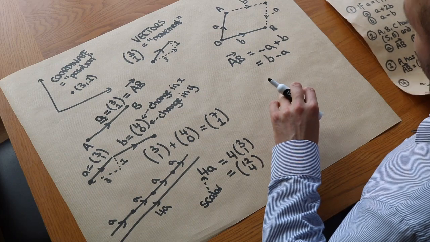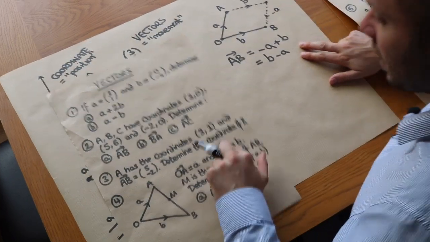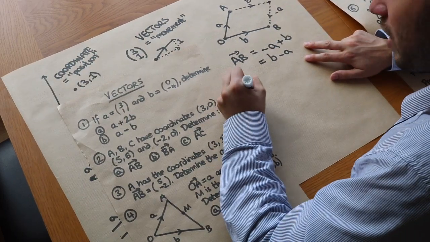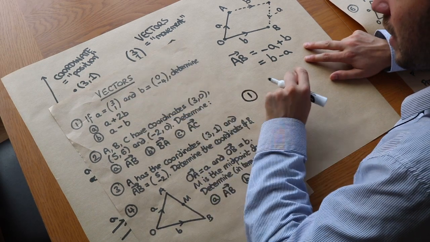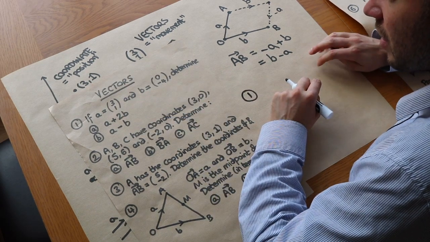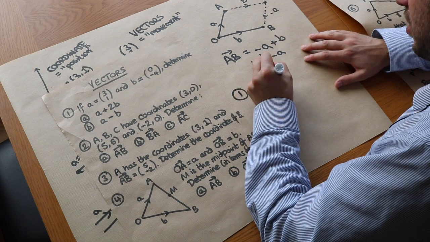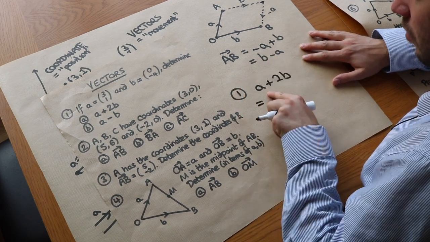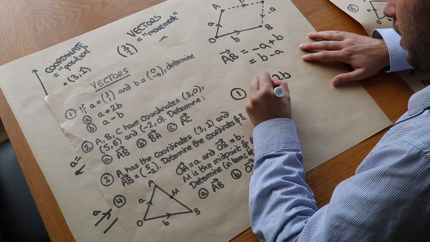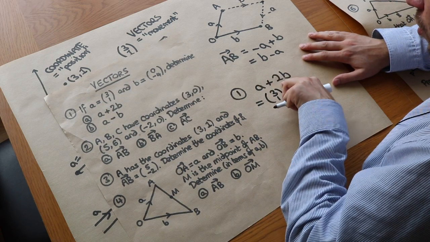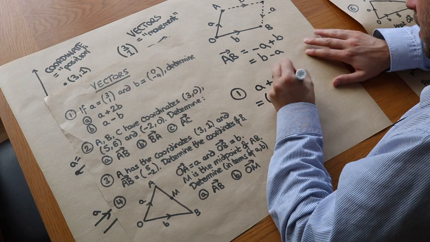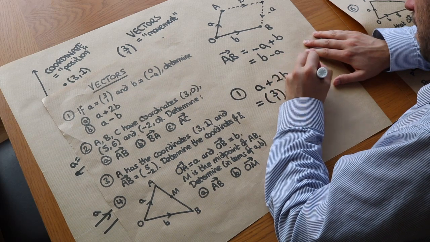Right, that's enough of me rabbiting on, so let's do some of these questions. We've got A is (3, 1), and B is (0, -4). Determine A plus 2B. So A plus 2B would be equal to, if we write the vectors, we've got (3, 1) plus 2 lots of B. So 2 lots of (0, -4).